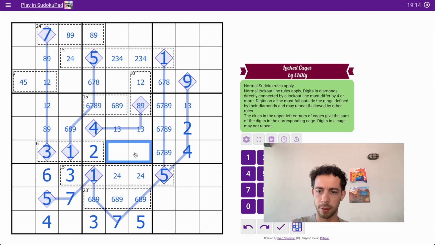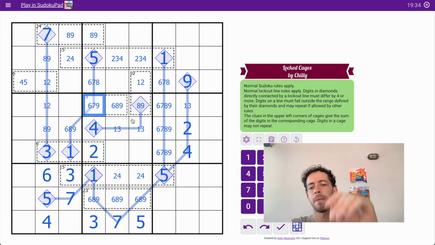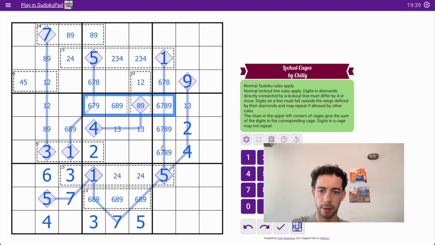6, 7, 9, yeah, 7. What did I remove from here? Wait a second, sorry, I'm just going back. I took the 7 out earlier, and I forgot to remove the corresponding 8 from there. Yeah. 9.